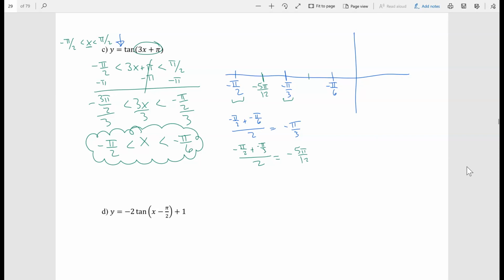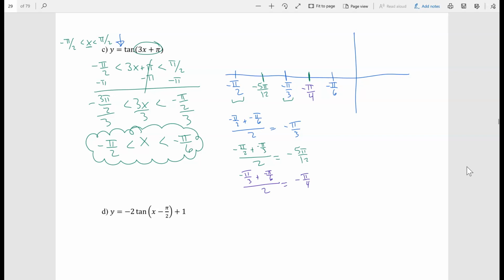And then finally, we're going to do this last one, which is negative pi over 3 plus negative pi over 6, divided by 2. That's just going to give me negative pi over 4. So there we go. That's basically what this is.